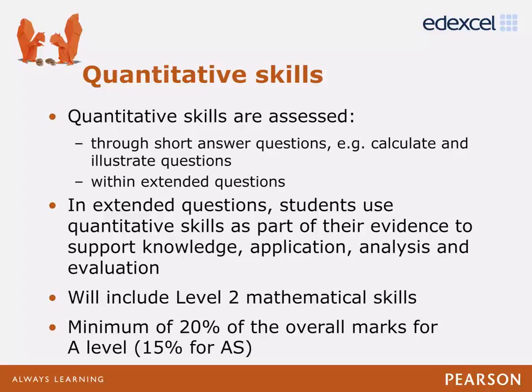In this last example, there are 4 marks, 4 out of 12, allocated to QS4: construct and interpret a range of standard graphical forms, and indicative content for the quantitative skills are included. In each series, at least 15% of the overall AS marks and 20% of the overall A-level marks will be accounted for by the assessment of these skills.